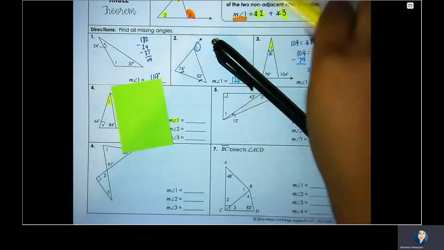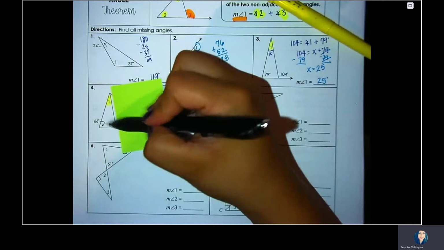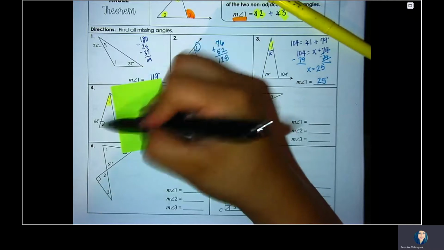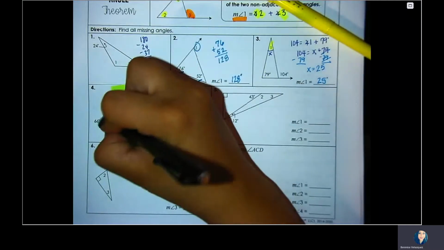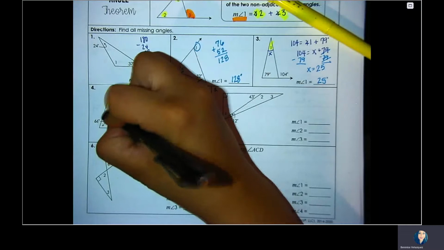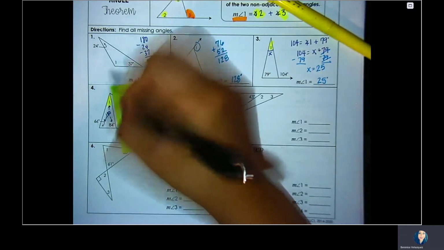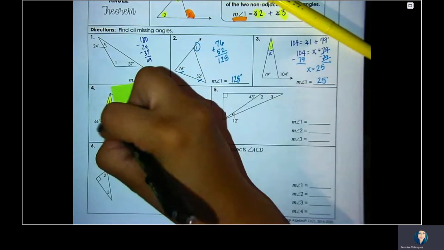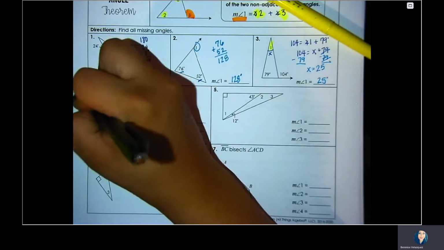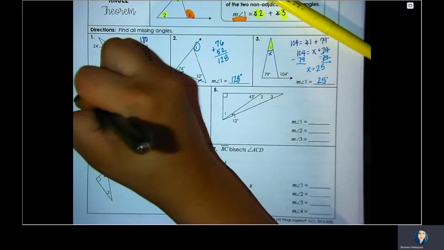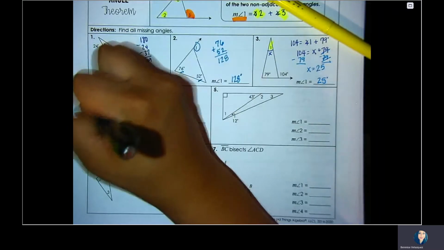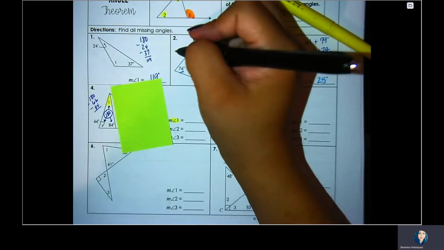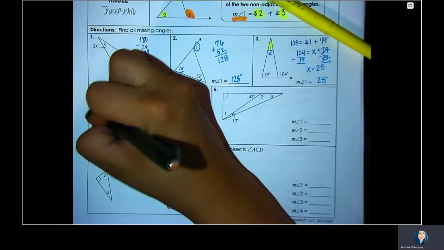And in order to get angle 1, I've been given 2 of the numbers, and this is a triangle. Since I know, from the first theorem we learned, that all 3 angles are supposed to add up to 180, my steps to finding angle 1 would be 180 minus 66 minus 84. Okay, after I subtract both of those numbers, then I'm going to get an answer of 30 degrees.